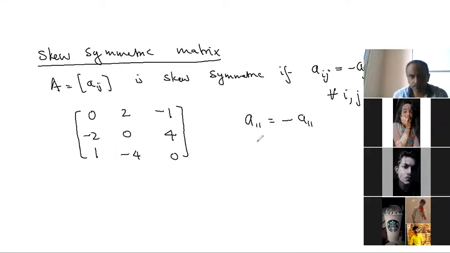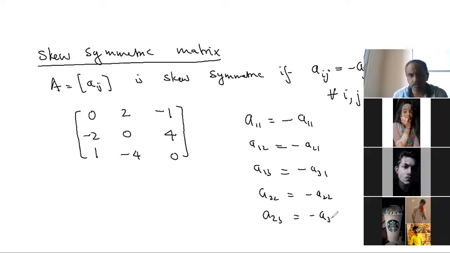A11 is equal to minus A11. A12 is minus A21. A13 is minus A31. A22 is minus A22. A23 is minus A32. Is it correct or wrong? A11 is 0, and 0 is equal to minus 0. Do you agree? Yes, sir. Then A12 here is 2, equal to minus of minus 2, which becomes 2 itself, so it's equal. A13 is minus 1, equal to minus of A31. A22, 0, equal to minus 0. A23, 4, equal to minus of minus 4, A32. Is it satisfying or not satisfying?